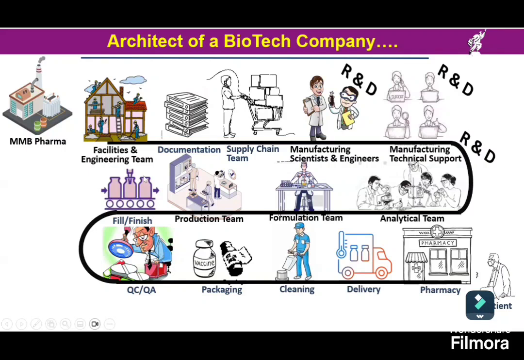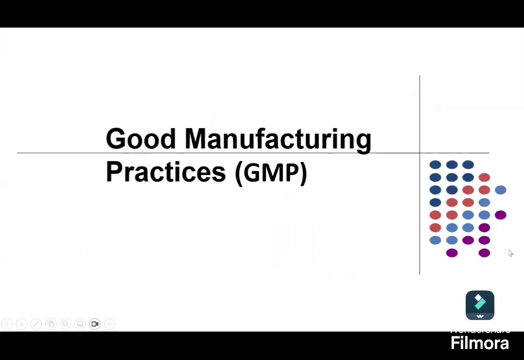The drugs then go to the fill-finish process, where they fill the bottles. The in-house quality control department looks at the quality of the drug, the medicine, or the product you're working on. It is then packaged and delivered through controlled vehicles to the pharmacy, and finally to the patient.